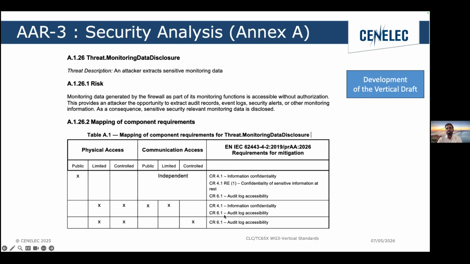Similarly, if the product is placed in a limited environment, these two are required. And for controlled, you don't need any, just 6.1 is required. So for the manufacturer, for the core functionality, the document has already given the list of technical requirements that the manufacturer has to satisfy. The manufacturer has small freedom to choose based on the product context. But if the product is placed in public, definitely he has to satisfy all these. If the product is limited, okay, I will satisfy only these two requirements, and so on.